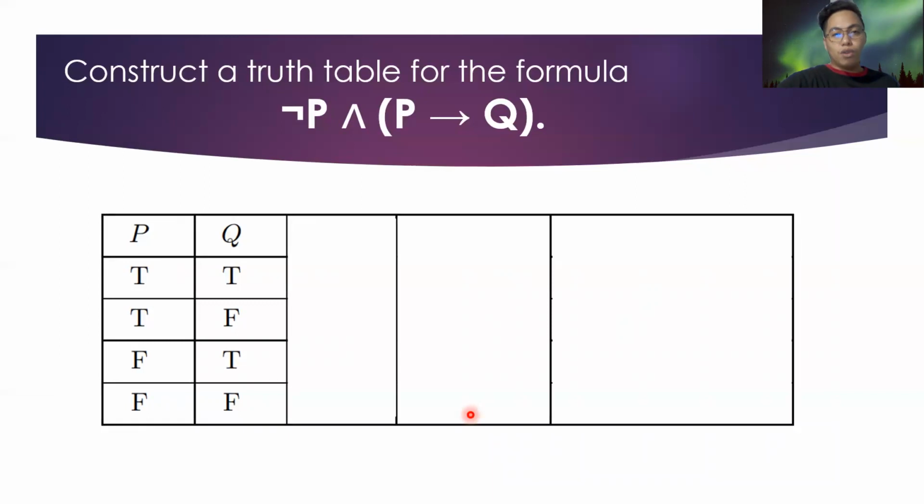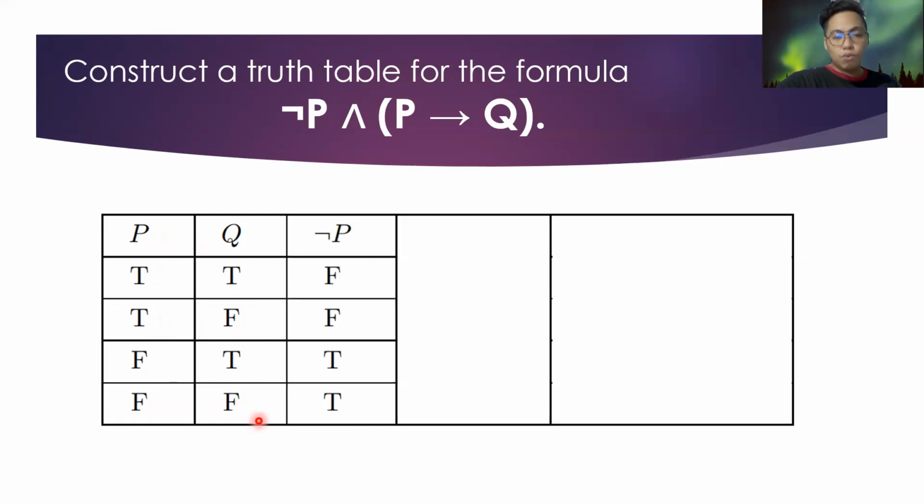Let's construct a truth table for the formula not P and if P then Q. So if this is the type of the question that you have, you have to go through this one by one. So ang una nating i-interpret dito is to identify what are the simple statements. So you only have two statements here, P and Q. And then after identifying that, you have to come up with the combination of truth value. So we have here true for P, true for Q. That's just like earlier. So these are conditions. True, false, true, false.